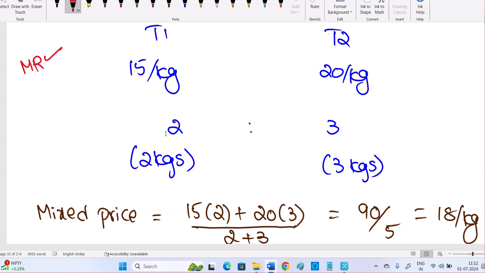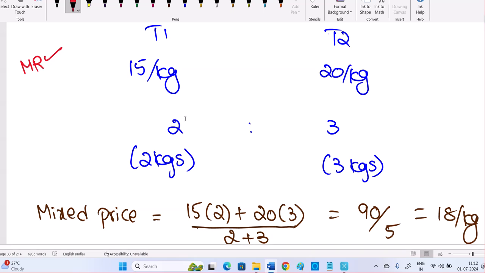Now among these four, one is unknown. Suppose the mixed ratio is given, everything given, but the first one's price is not given. The T1 may be not given. This 15 per kg may be not given. Or sometimes 20 per kg may be not given. The remaining three parameters will be given. But simply see the question in this aspect. Don't see whether first one is given, second one is given. See whether the mixed ratio is given or not. Whenever the mixed ratio is given, you approach this.